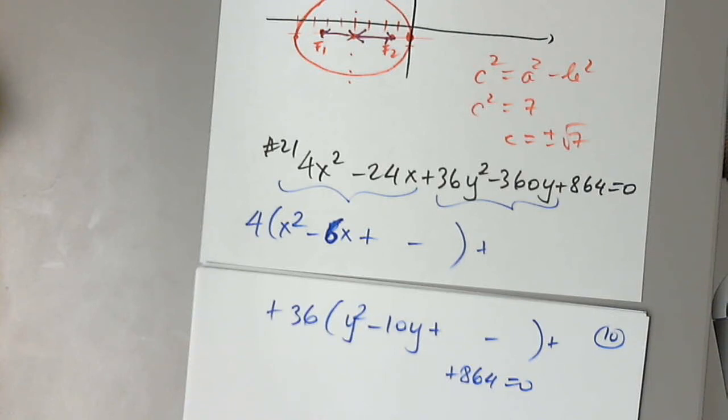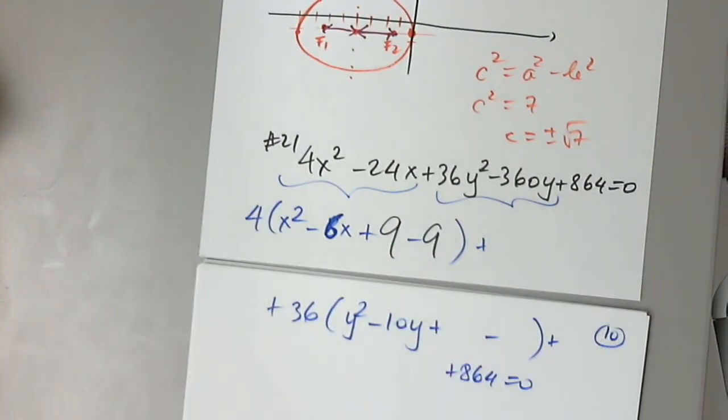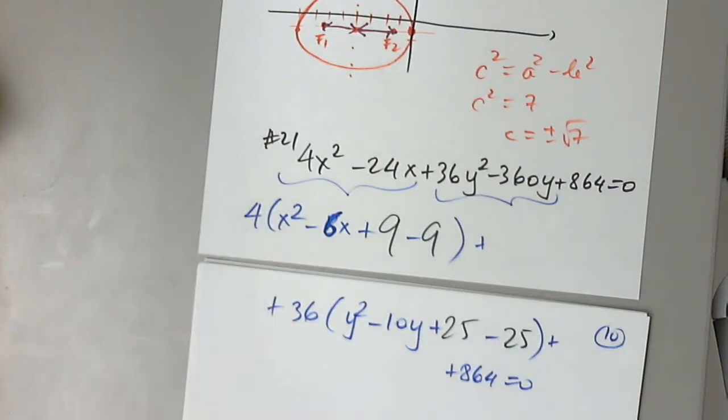Negative 6 divided by 2 is negative 3. Negative 3 squared is 9. So we have to add and subtract 9. Negative 10 divided by 2 is negative 5, and we have 25. Is this okay?